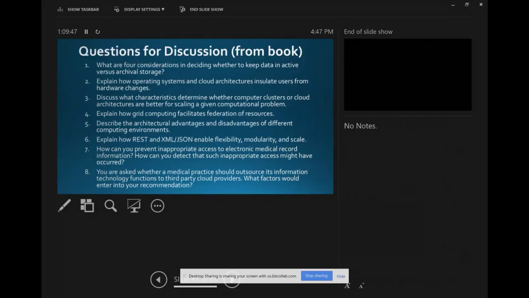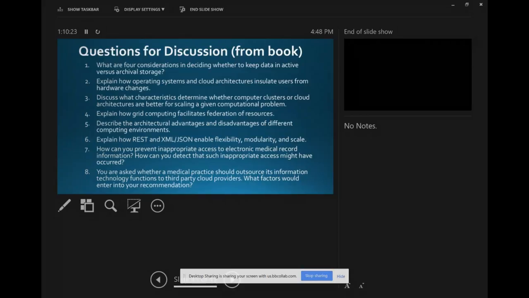Well, active, I would assume, is readily accessible in memory, whereas if it's archived, it's more compressed. Less accessible is probably it. Less accessible. So active storage is stuff that I can get at right now within a fraction of a second. Whereas archival storage, it might take an hour or two, maybe even a day or two to finally get to the data.